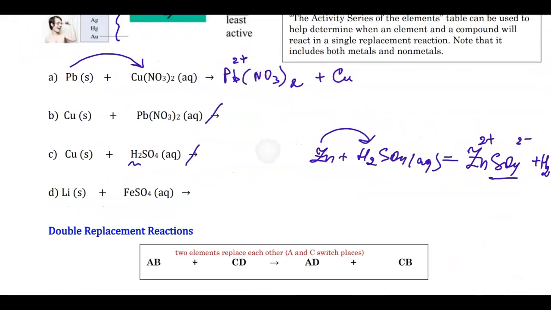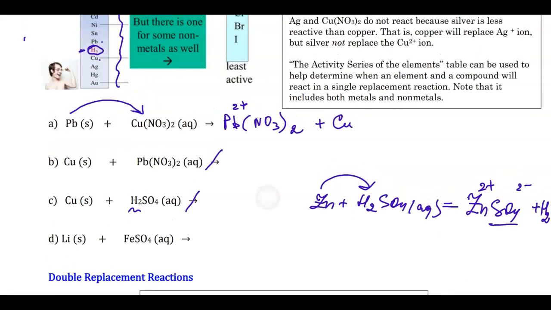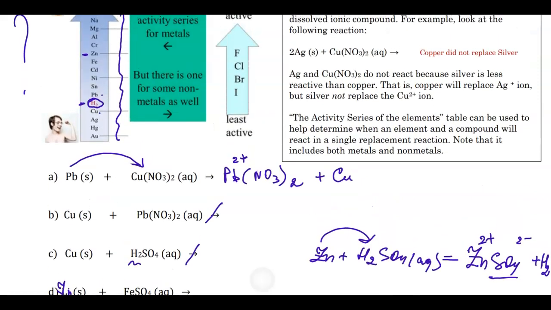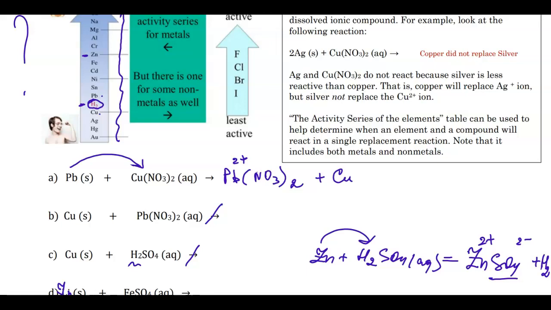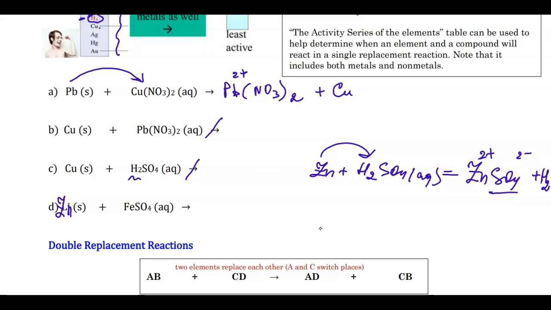Let's do the next one. Lithium plus, I do not like this example, I'm sorry, let me just, and you will please change it. Zinc plus iron SO4, iron 2 SO4. And I will explain to you why I changed the metal. So zinc and iron. Zinc is more active, right? So that's why it replaces iron here. Zinc SO4 plus iron.